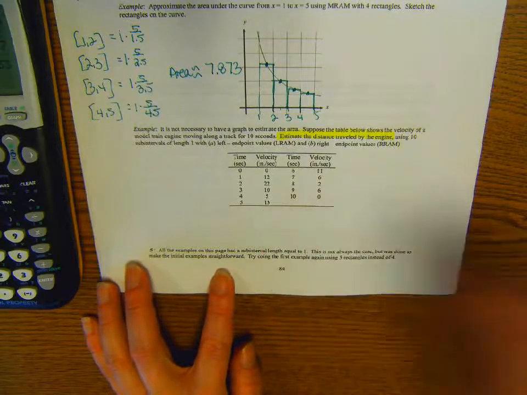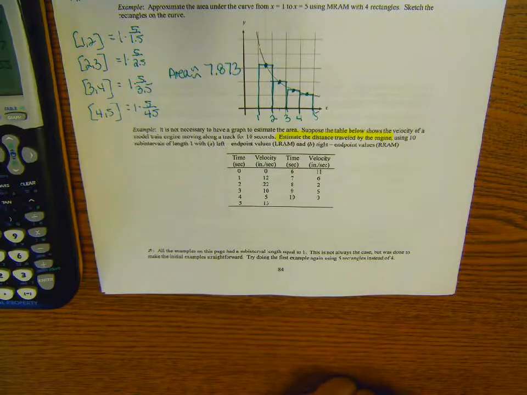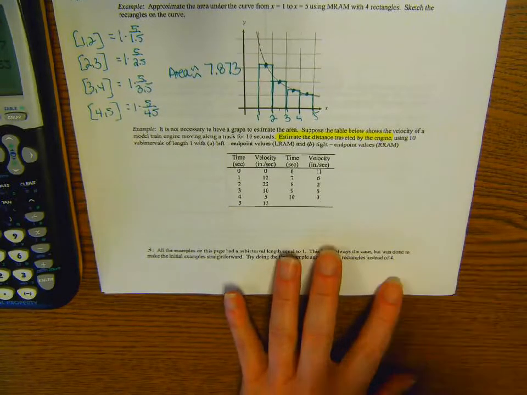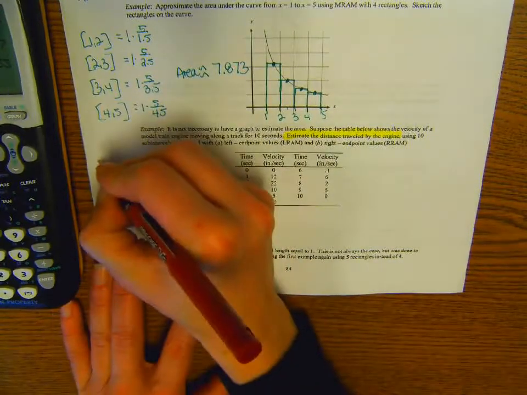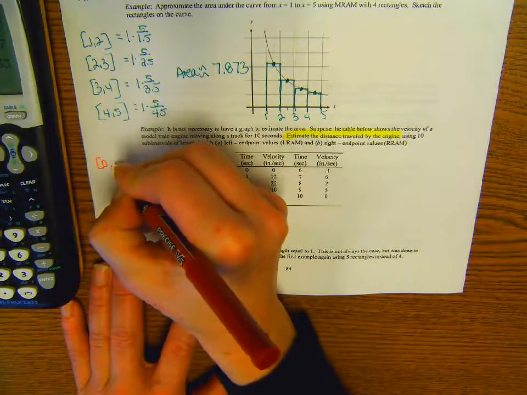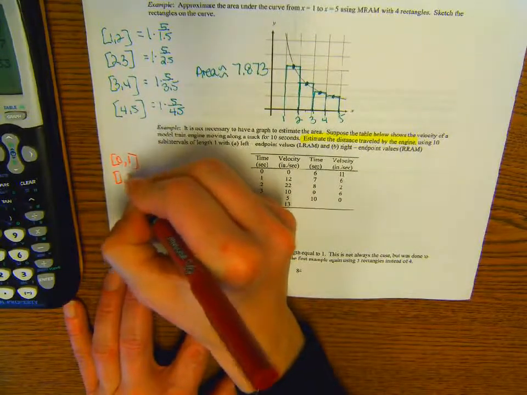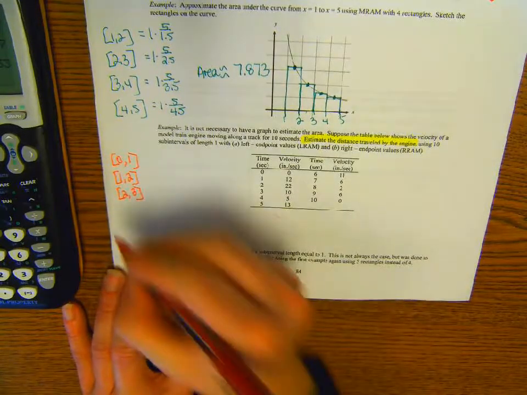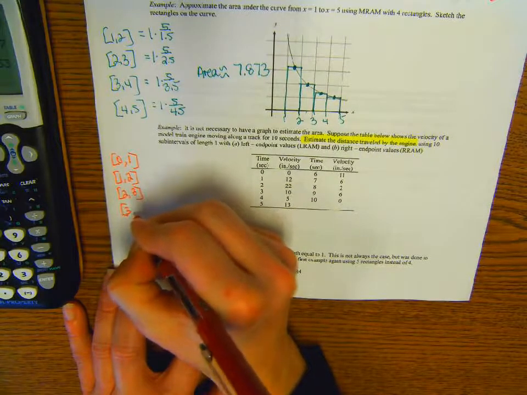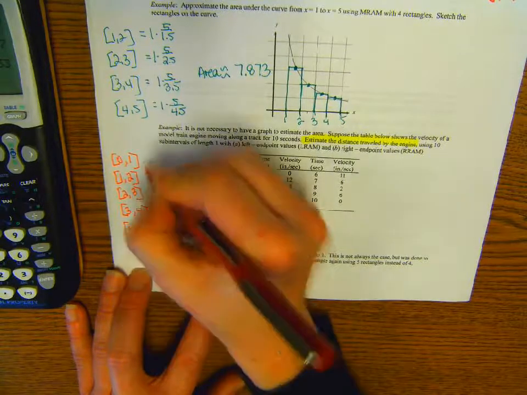I do. So what we're going to do is I'm going to just show you with an LRAM, and I'm going to tell you that an RRAM is going to be the same. Hopefully you'll see why in a second. I wanted 10 rectangles. So if this goes from 0 to 10 seconds, what should our intervals be then? 0 to 1. Would you write out the 10 intervals? 0 to 1, all the way up to 10. And I'll leave some room here.